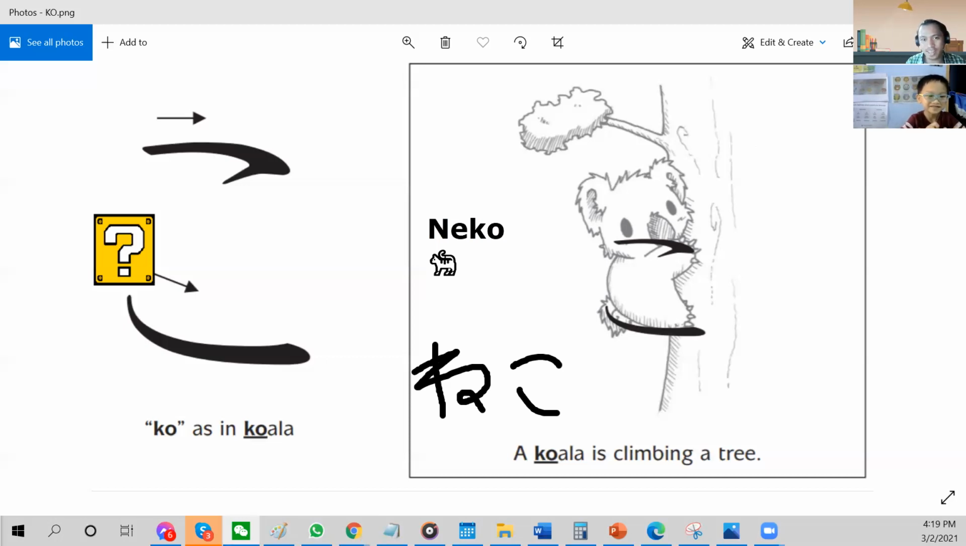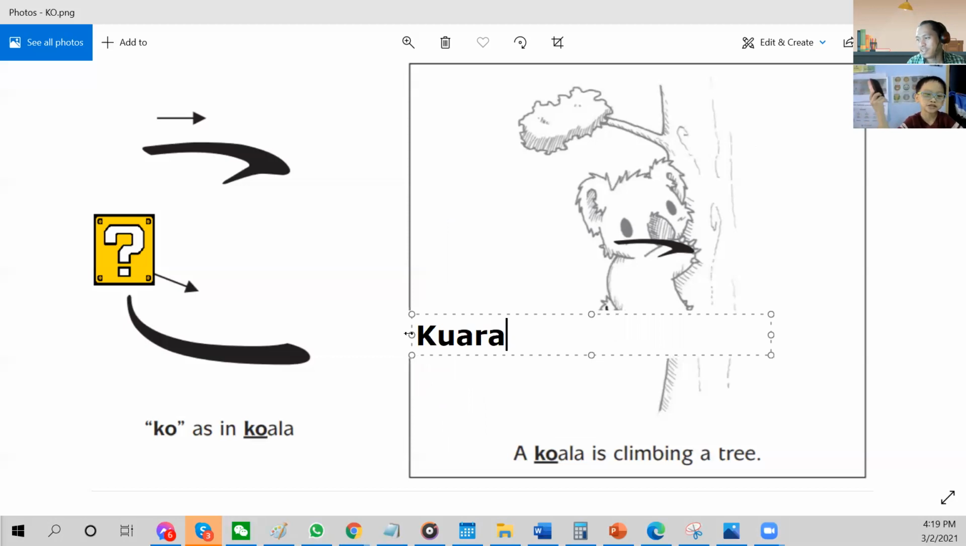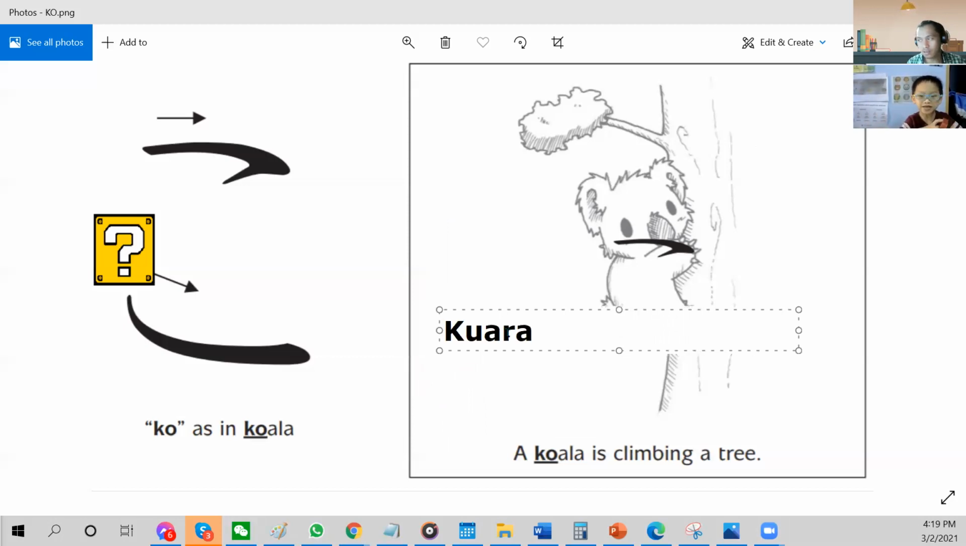Okay, let's have another word. I want to say koala. How to say koala in Japanese? Koala. Same as English. So, koala. How to write it down? How to write? In English? No, in Japanese. Okay.